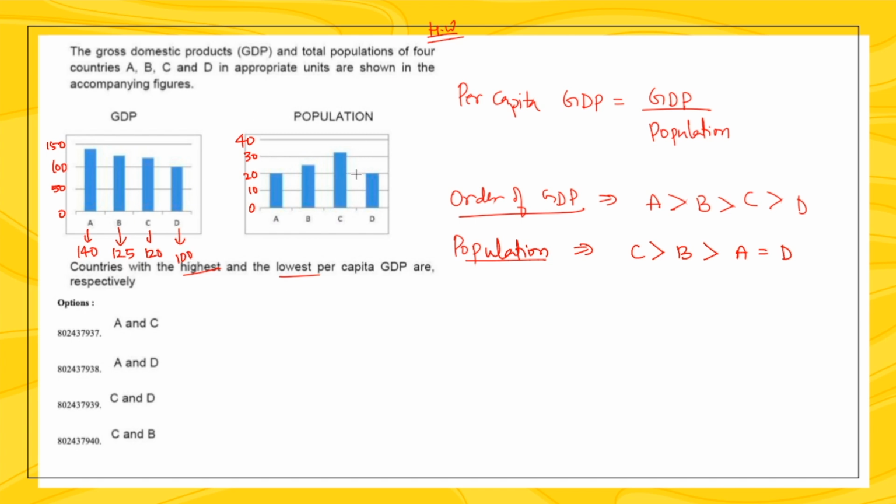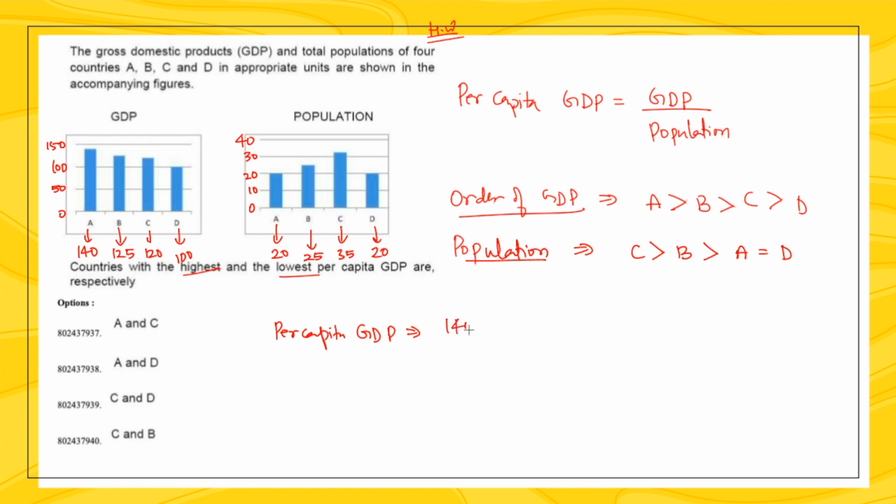Now, looking at this, if I write down the population, for A the population is 20, for B the population is 10, 20, 25, for C the population is 30, a little more than 30, so let's say 35, and for D the population is 20. So for the highest per capita GDP, we need quite a greater value of GDP and a very low value of population. That is there in the case of A.